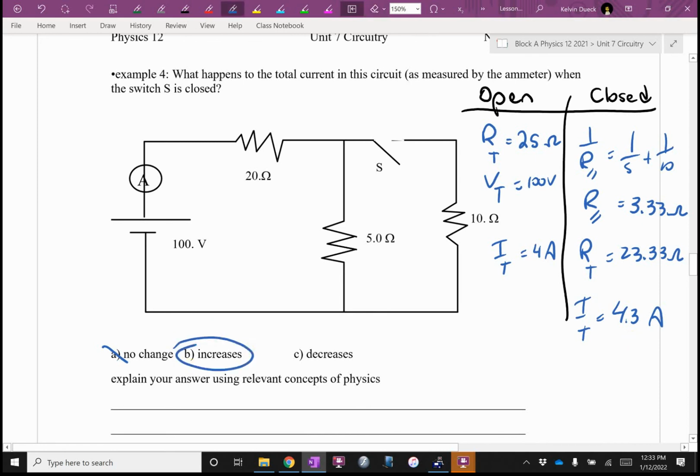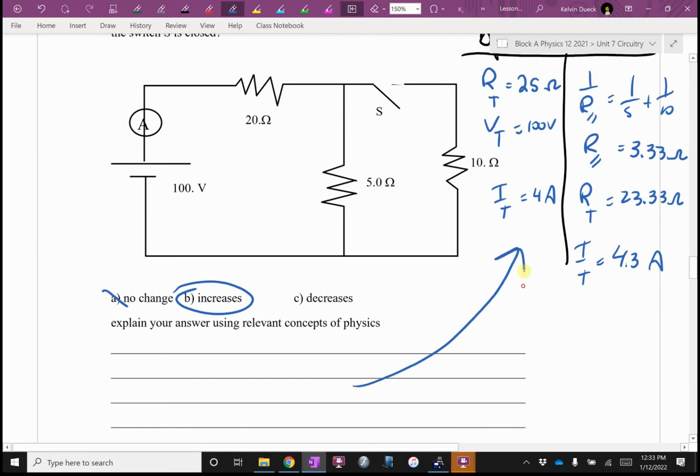Okay. Yeah, because I've told you current is like skiers. If you open up an extra ski hill, if you had another resistor, you can get more skiers on the mountain. Even if it's a high resistance hill, you're still going to get more skiers on the mountain if you add them in parallel. It says explain your answer. We did up here. We solved it. Okay.